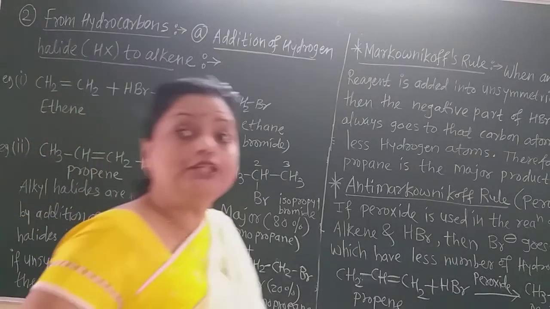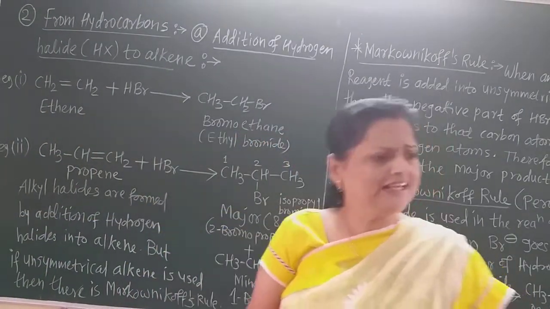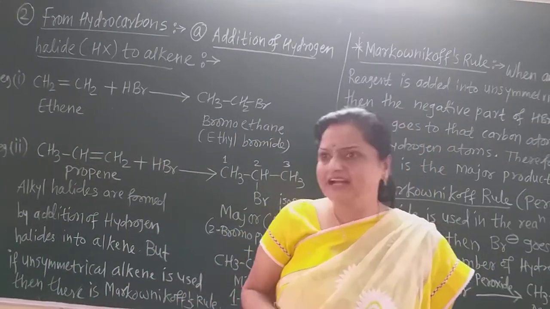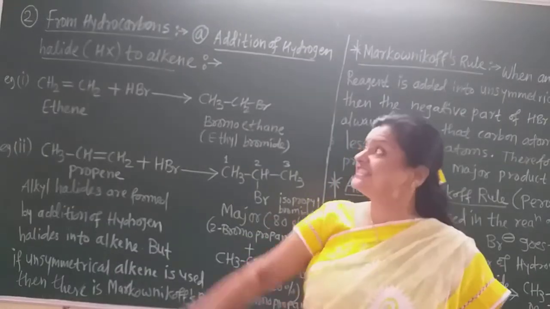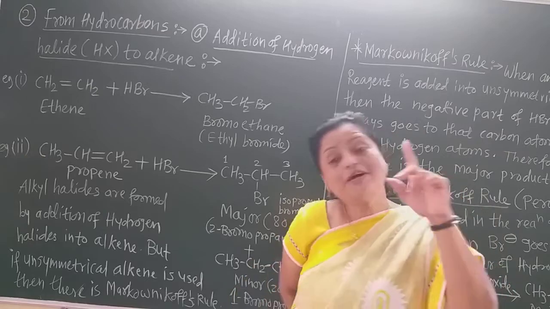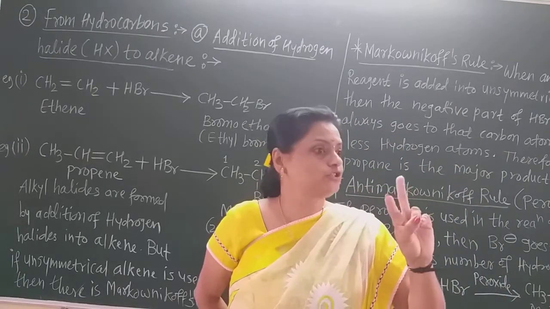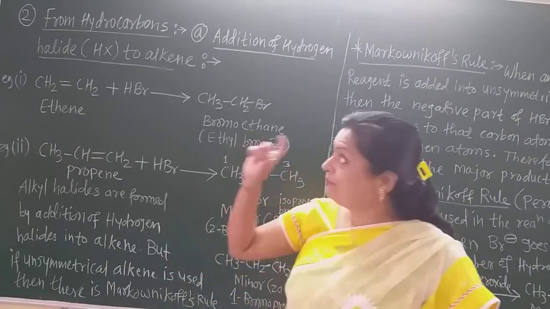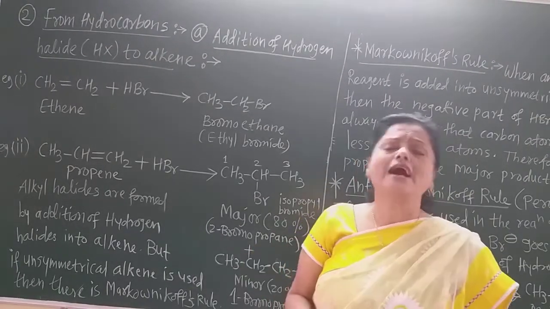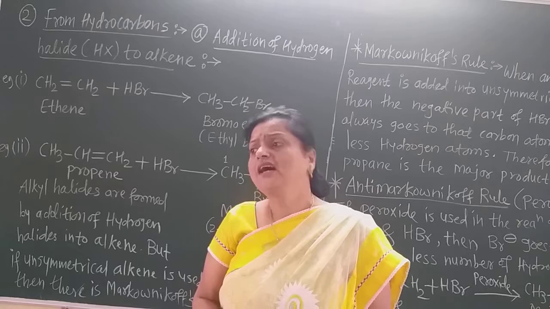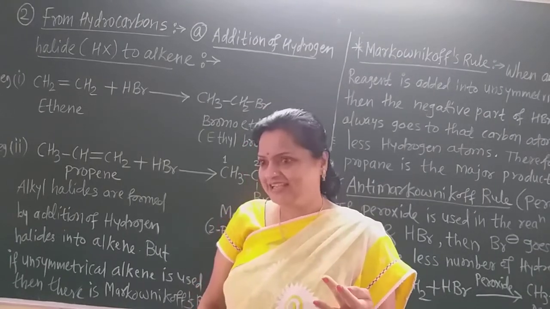Now this is also a method of preparation of alkyl halide. We are learning the methods of preparation of alkyl halide. Into that, this is the second method now. In the first method, from alcohol, there are those two sub methods. Now this is the main second method, from the hydrocarbons. Now you know the hydrocarbons. Which are the hydrocarbons? Alkane, alkene, alkyne, and aromatic compounds.